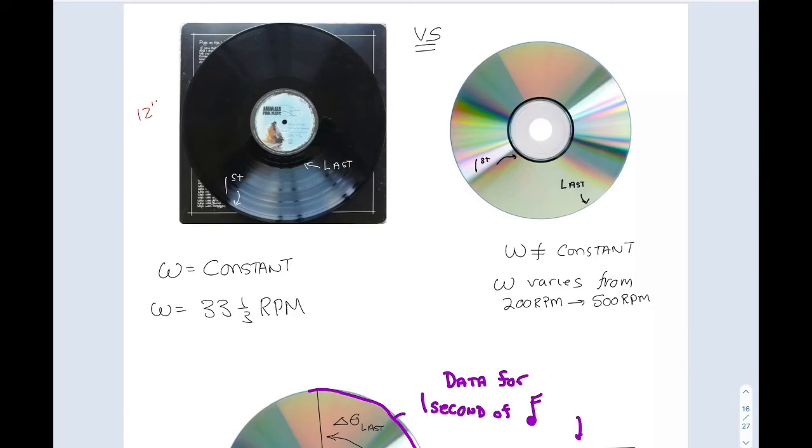We showed that when you use the vinyl record, it spins at a constant rate, so omega is constant. Omega is 33 1/3 revolutions per minute. It's not in the correct units, right? It has to be in radians per time. This is revolutions per minute, but this represents the rotation rate. It doesn't matter whether you're playing the first song. The first song is on the outer part of the record, the last song is on the inner part. It always spins at a constant rate.